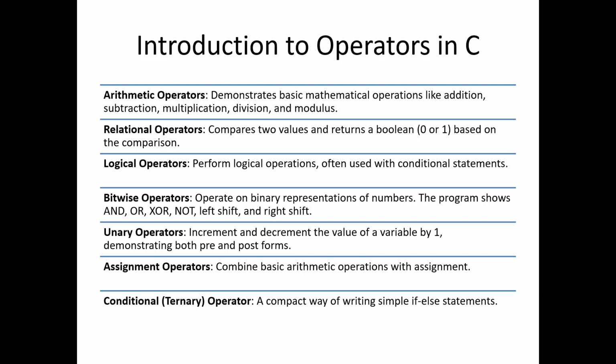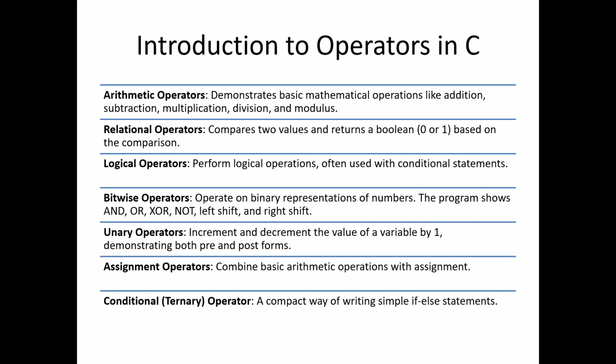These are the operators available in C programming. The first one is called arithmetic operators. Basically, it is used to demonstrate mathematical operations like addition, subtraction, multiplication, division and modulus. We can see one by one how they can be used in a programming language.